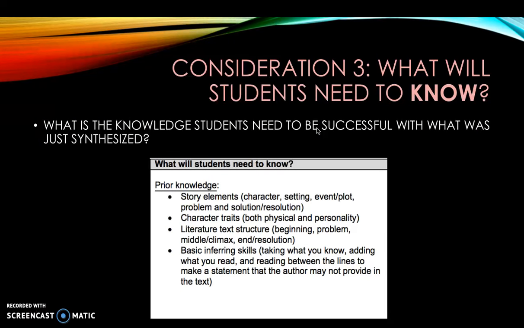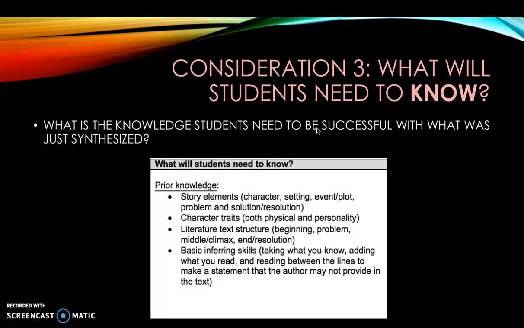After synthesizing, it'll be helpful for you to think about what students need to know and be able to do. It helps to think about what you just synthesized around the nouns, the verbs, and the adjectives. When you're thinking about what students need to know, you're really thinking about what prior knowledge they need to bring as they read the text for this standard. What are some basic skills and knowledge that they need, in this case, about literature and narrative structure to be successful?